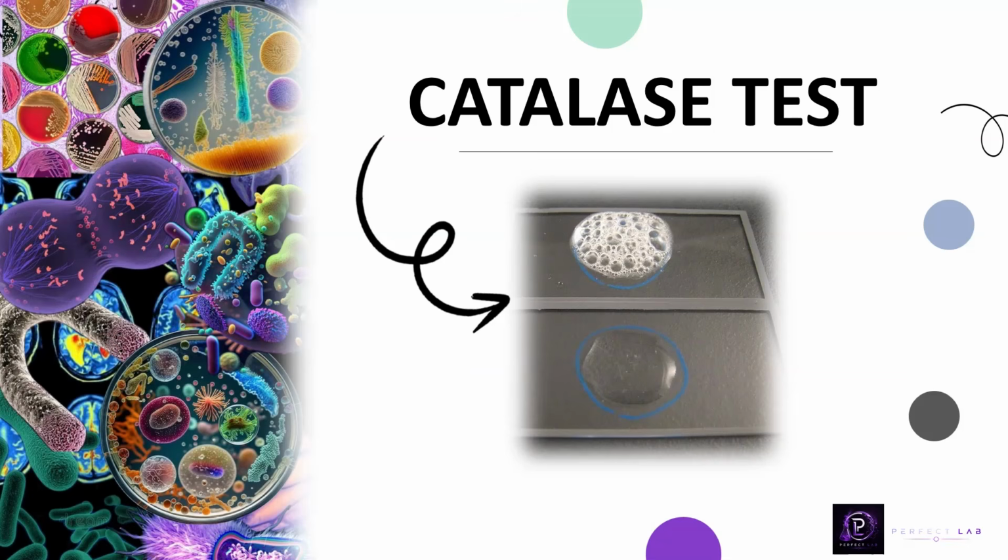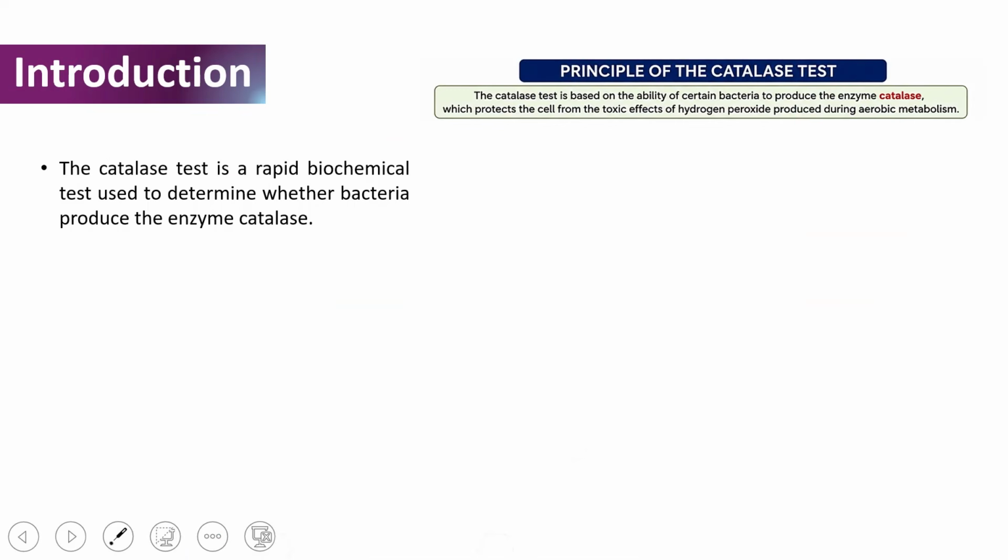In today's video we will learn about the Catalase test, which is a simple but important biochemical test used to identify bacteria that produce the enzyme catalase to catalyze hydrogen peroxide to water and oxygen gas. We will also cover the principle of the test, the procedure, result interpretation, and its significance in bacterial identification. So let's get started. Let's start our introduction by looking at the principles of the Catalase test.